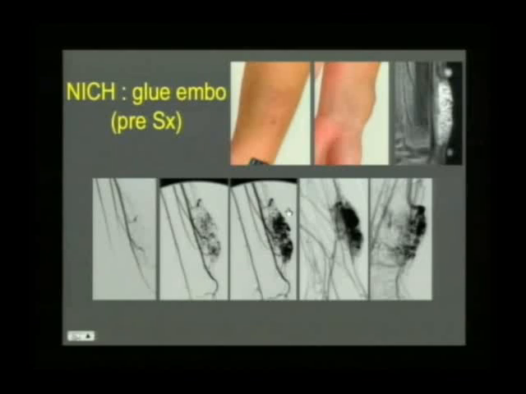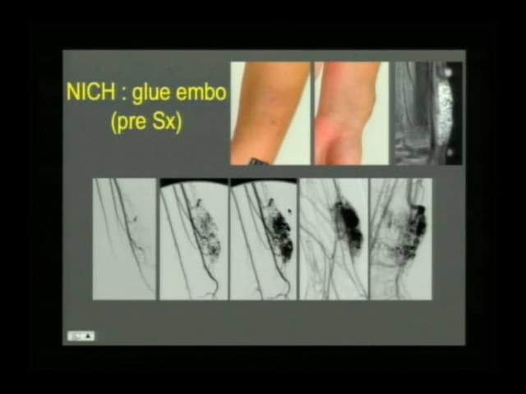So even with PVA, you can actually provide good control. This will involute in time on its own because it is a RICH. So we're actually just providing a useful adjunct to get the baby through a difficult time. So I use glue a lot, and this was just one example actually of a NICH.